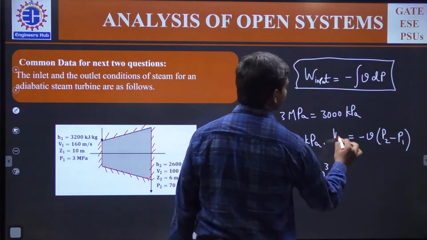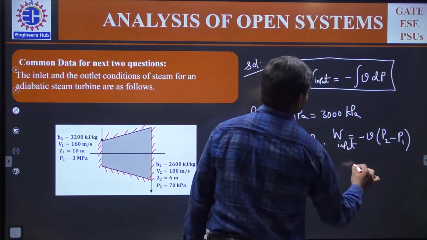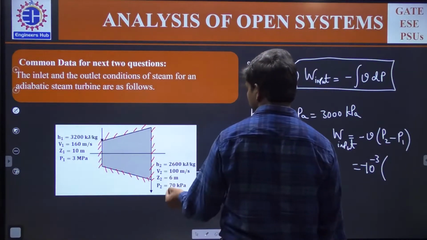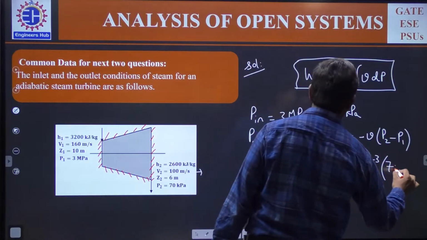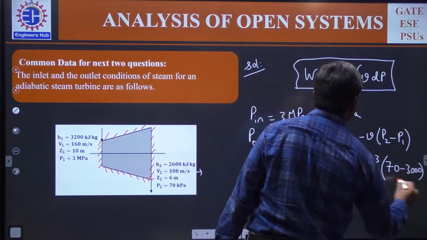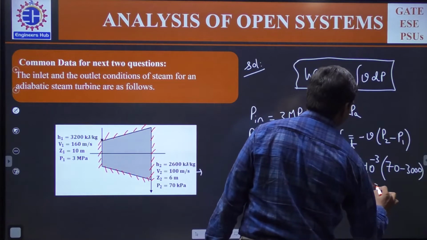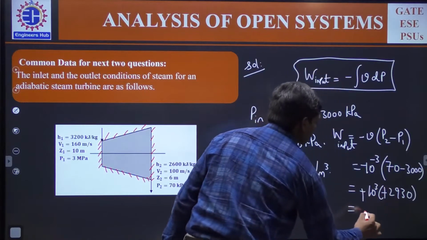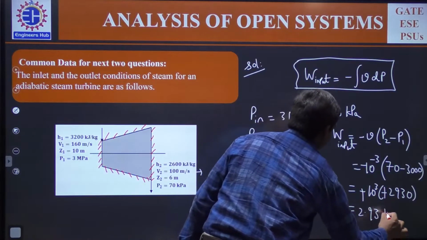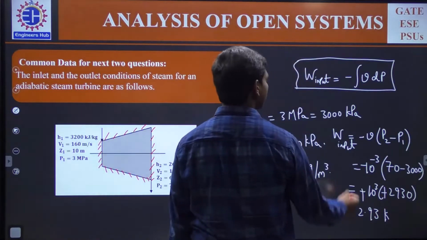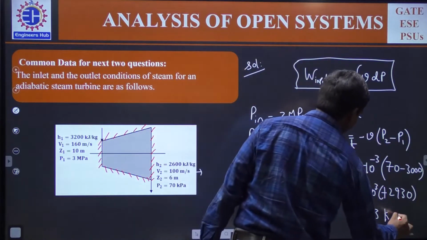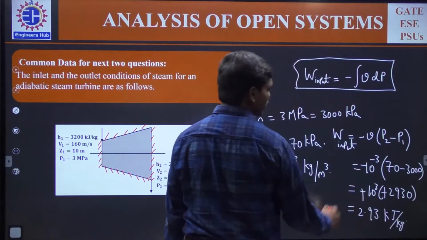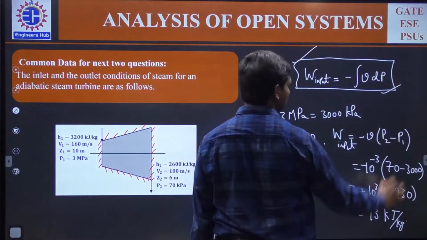Since we are calling it work input, it is 10 power minus 3 into P2 minus P1. P2 is 70 kPa, minus 3000 kPa. So the answer is minus 10 power minus 3 into minus 2930. The minus minus gets cancelled, so 2.93. It's work input, and we are multiplying with V, so this is kilojoule per kg. 2.93 is the answer. So this is the formula for work input of any steady flow device.